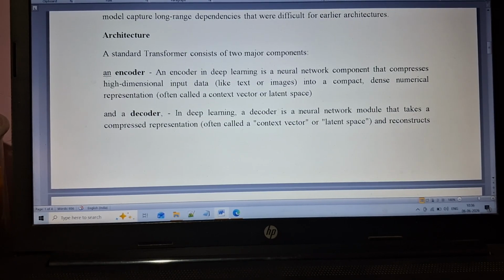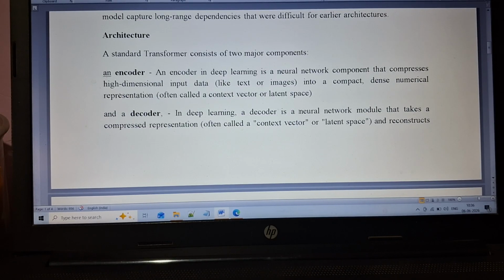Architecture of the transformer. A standard transformer consists of two major components, the encoder and the decoder. An encoder in deep learning is a neural network component that compresses high-dimensional input data like text and images into a compact, dense numerical representation, often called a context vector or latent space.